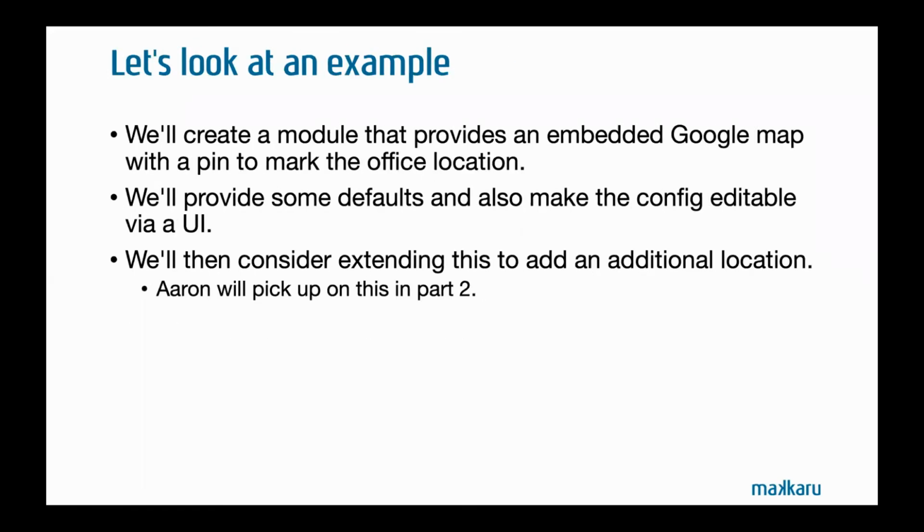So here's what we're going to try doing. Well, we're going to succeed in doing it, actually, to be fair. But we're going to create a module that gives us an embedded Google map with a single pin to mark our office location. We'll give it some default configuration, and we'll also make it editable through a user interface. We'll then think about how we would extend this to add an additional location. And actually, Aaron's going to pick up on this in part 2 in whatever it'll be, a few weeks or a month or so's time.